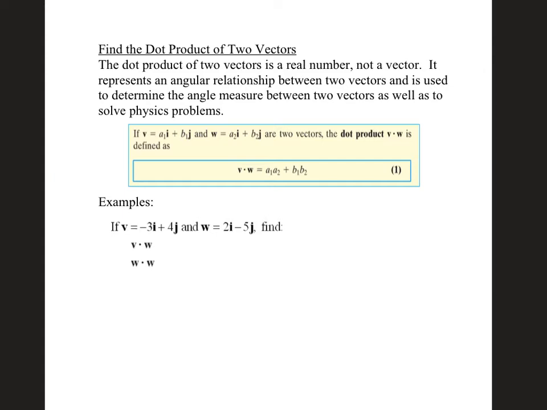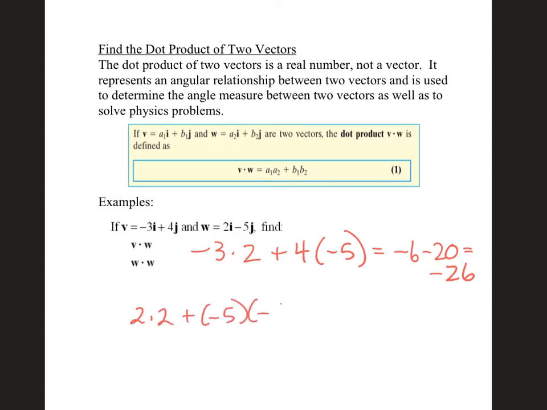v dot w is going to be -3 times 2 plus 4 times -5. And we end up with -6 minus 20, which is -26. All right, the second one, we thought we'd do w dot w, which is kind of interesting, and you'll see it show up later. So w dot w becomes 2 times 2 plus -5 times -5, or 4 plus 25, or 29. Dot product is that easy.